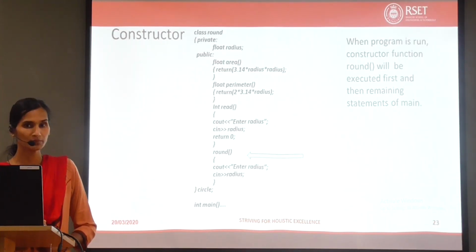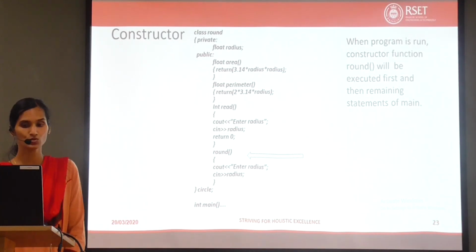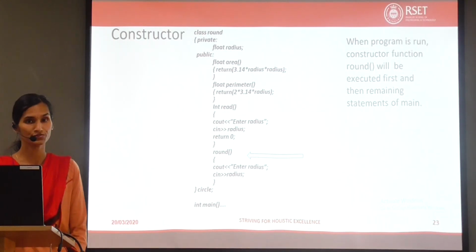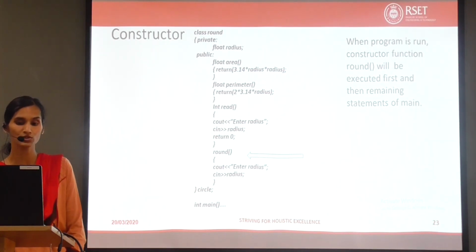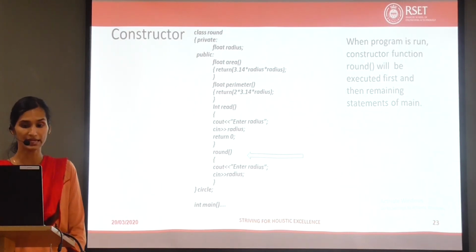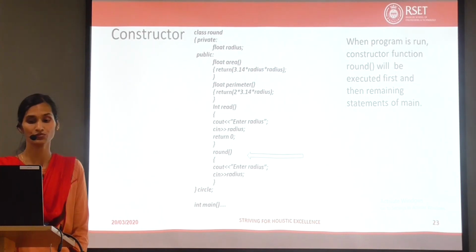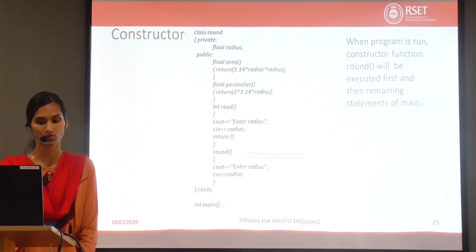Example. The same program, class round. So we have round as the class name. Now the arrow shows the constructor. So inside the public, along with the member functions, I have declared also the round function, which will invoke the enter radius. So it will do the same function as your int read. So what is the difference? Once you start int main, if there is a constructor provided inside the class, first it will run the constructor. So as soon as you start int main, it will do round. It will do the function round, which is enter radius.